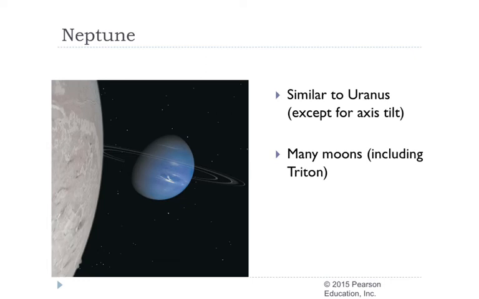And Neptune, the 8th planet, now we're at about 30 AUs, very similar to Uranus, except for the axis tilt. And then it also has many moons, probably closer to about 15 or so. And so those are the 8 planets. Again, we're at about now 30 AUs from the sun.